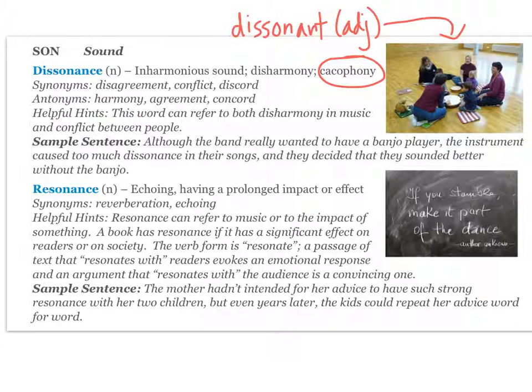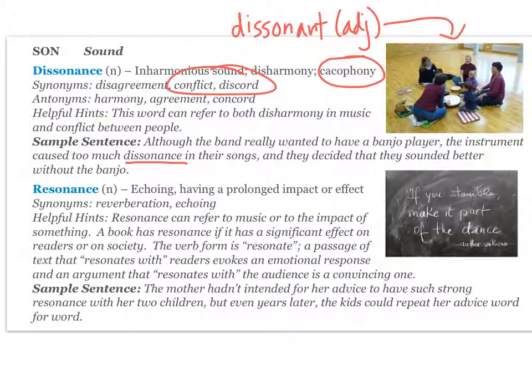You can also use dissonance to talk about conflict between people. So discord or conflict. So you could say that the group didn't work well together because their conversations were always characterized by dissonance, or they experienced a lot of dissonance as they tried to work together, so it didn't work well. And the sample sentence talks about a banjo player that's dissonant.